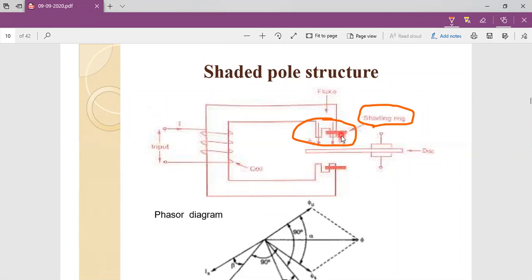Whenever the flux linked with this copper band changes continuously with respect to time, an EMF is induced in this copper band, and that induced EMF opposes the change in main flux. Simply we can say it is Lenz law. According to Lenz law, already we know the Lenz law statement.